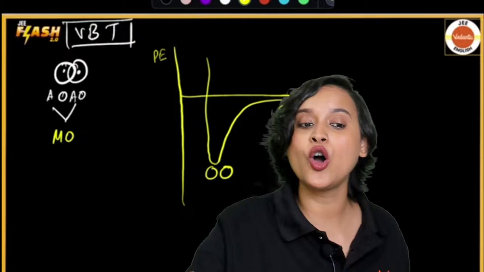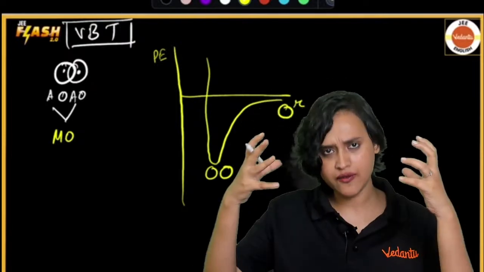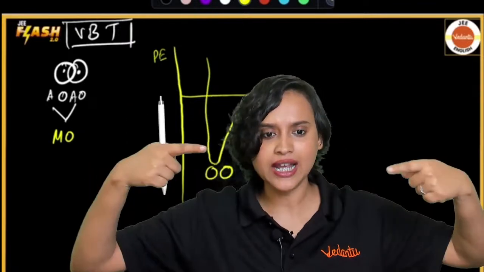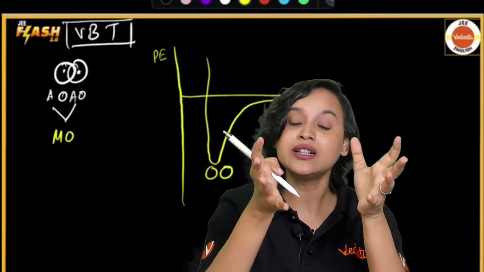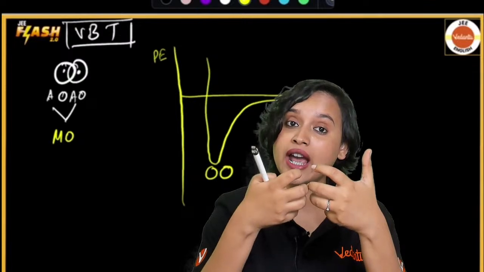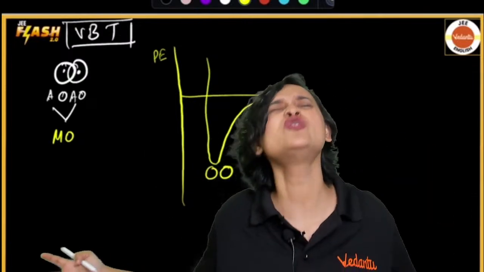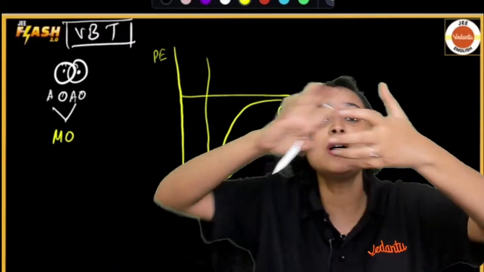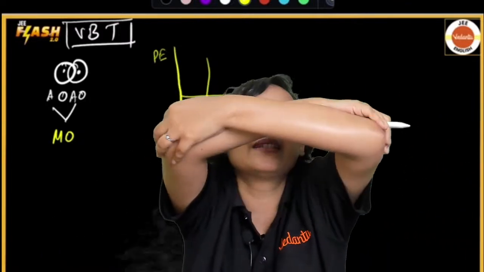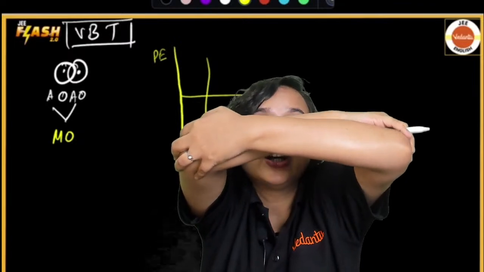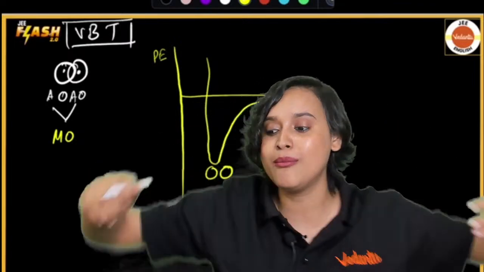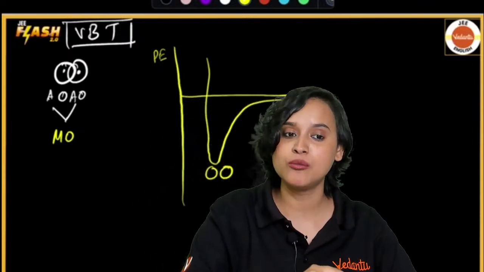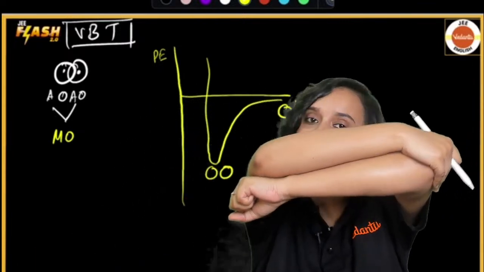At a certain point, when they are far away, it is less stable. The bond length is also huge. Then they come together, it is more stable. Smaller is the bond length. Now if you try to bring them even closer, it will be stable. When the overlapping is maximum, the bond strength is also maximum. With the maximum overlapping, it will be great.